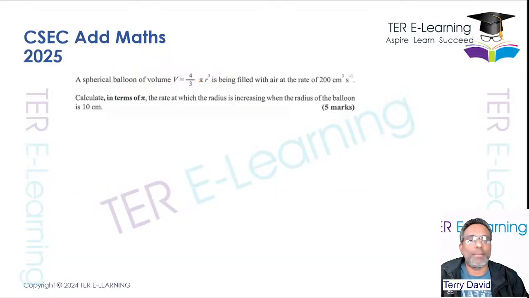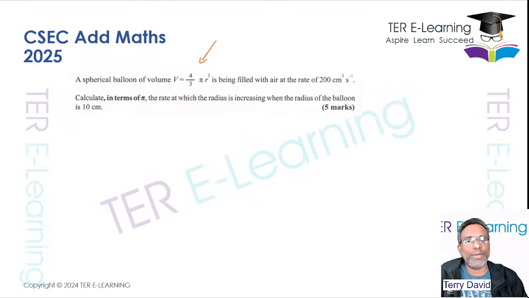All right. Every so often they could bring a question on what we call connected rates of change. So we have a formula for the volume of a spherical balloon. It's being filled with air at a rate of 200 cm³ per second. Calculate in terms of pi the rate at which the radius is increasing when the radius is 10.